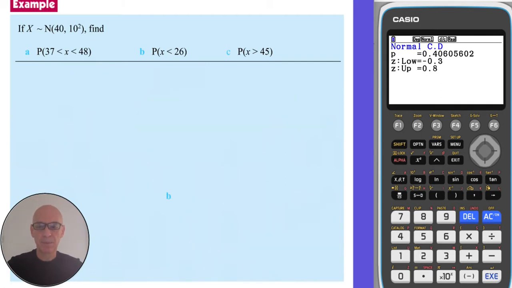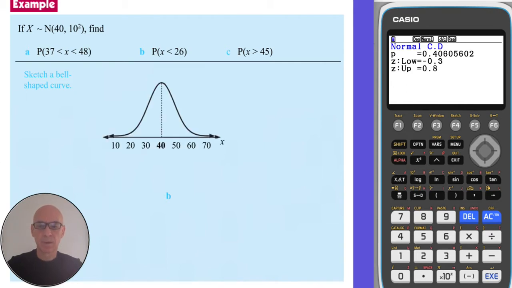In part B, again start by sketching a bell-shaped curve, labeling the axes as before. To identify the area required, draw a vertical line at 26 and shade the area to the left. To find the required probability, since the curve continues infinitely to the left, we need to set a low value for the lower limit, and the upper limit will be 26.